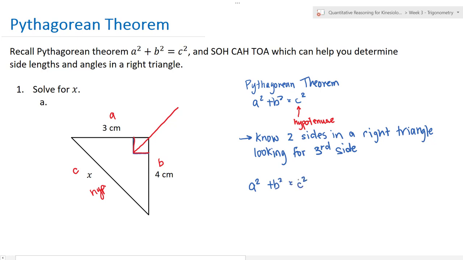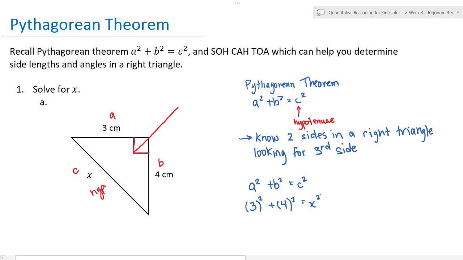I'm going to sub in the values that I know. I'm not going to input my units for now. I'll put them in at the very end. So my a is 3 squared. Since the 3 is not negative, I don't really need to worry about brackets, but if you want to, you could put the brackets in. It doesn't make a difference. Plus b squared, so b is 4, equals c. Well, c is labeled as x in my diagram, so I'm going to call it x squared.